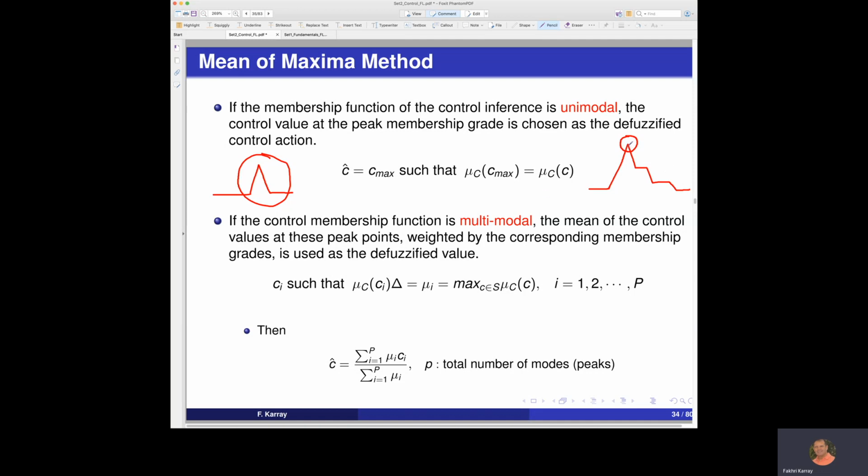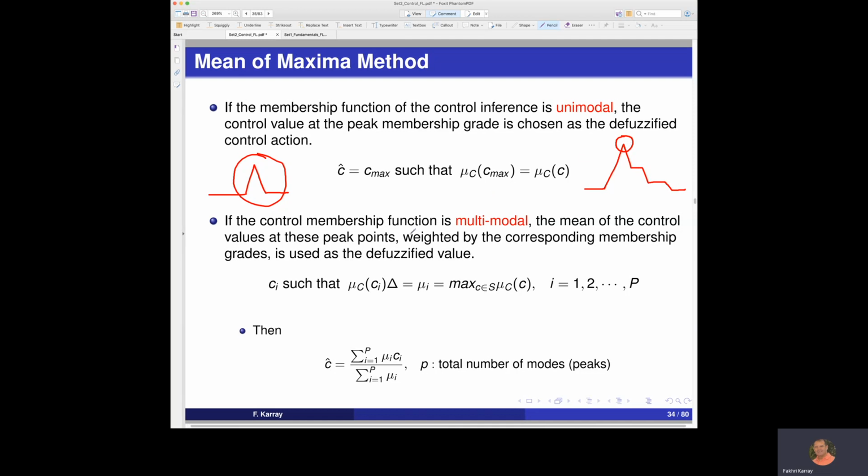So in this particular case, what is the value of the membership function here? The mean of maxima. So the maximum value is going to be given by the value which is represented by the maximum. So this is C max, it's the maximum value that is reached by the membership function at this particular element. So C max, where the membership function gets its maximum, is going to be given by the control value. That's where the peak of the membership function is taken.